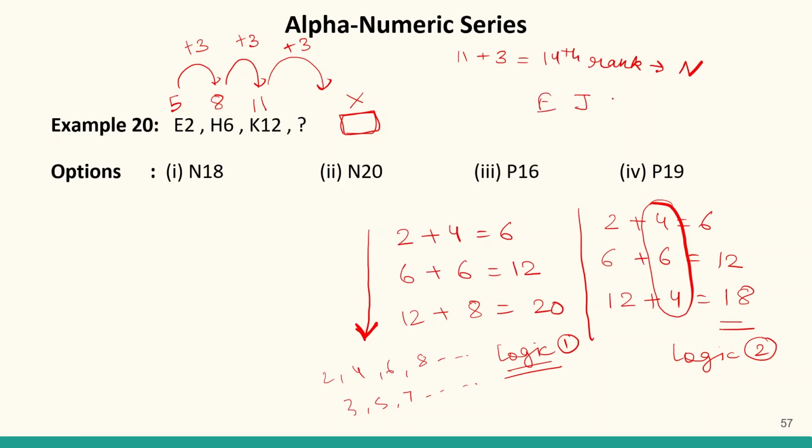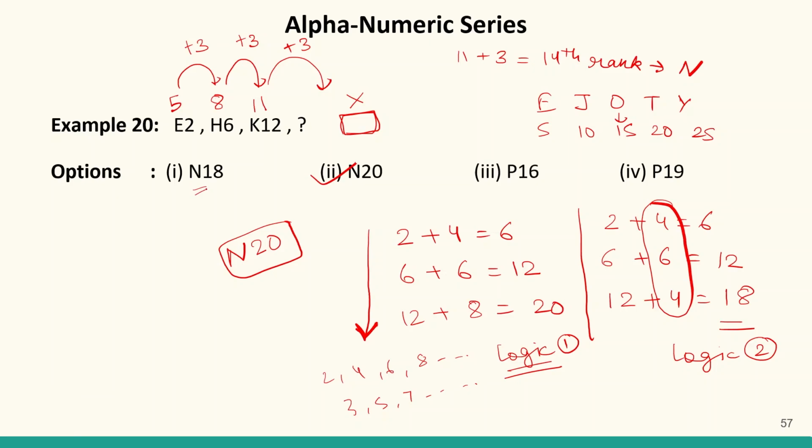You can follow a trick: 5, 10, 15, 20, and 25, right? So 15th rank is for O, right? So the letter before O is N. So 14th rank will be of N. You can follow this method also. So 14th rank is of N. So the next element will be N20. This will be your next element.